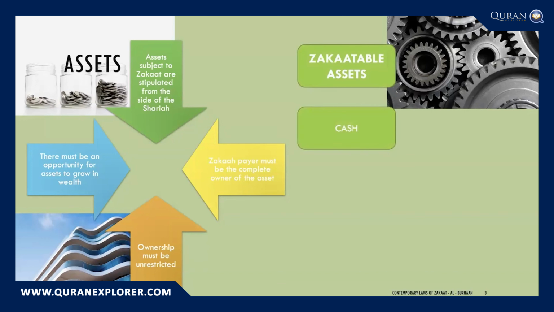So if we look at what assets generally are subject to Zakat, cash in all its form is subject to Zakat. Gold and silver are subject to Zakat. And when it comes to precious metals, these are the only categories of metals that are subject to Zakat. Any assets that have been purchased with the intention of resale.